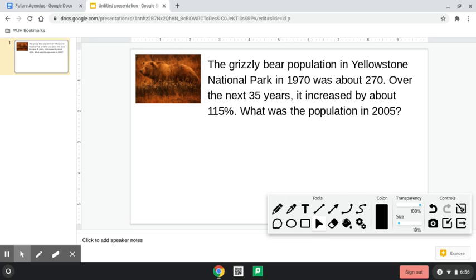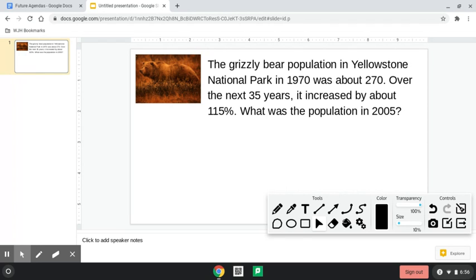The grizzly bear population in Yellowstone National Park in 1970 was about 270. Over the next 35 years, it increased by about 115%. What was the population in 2005?